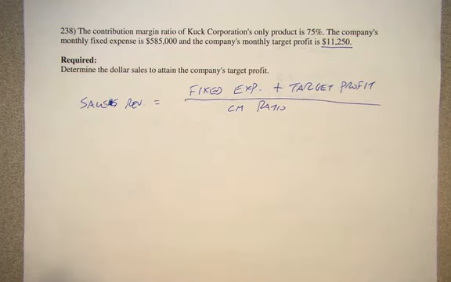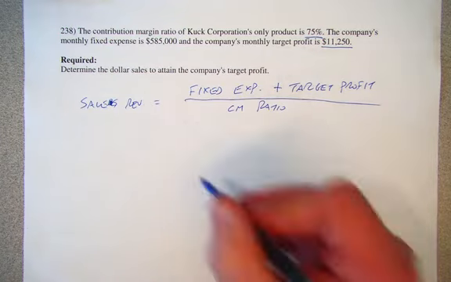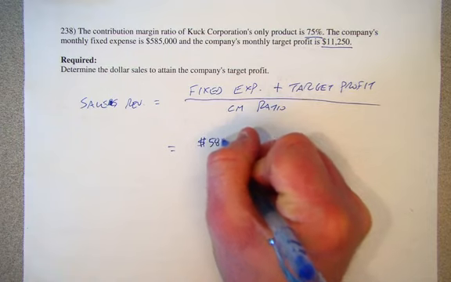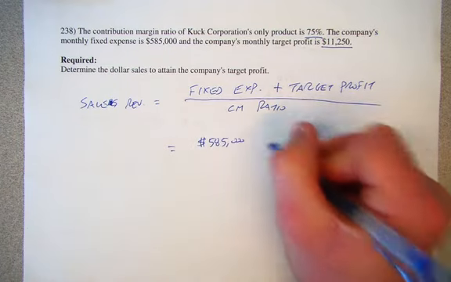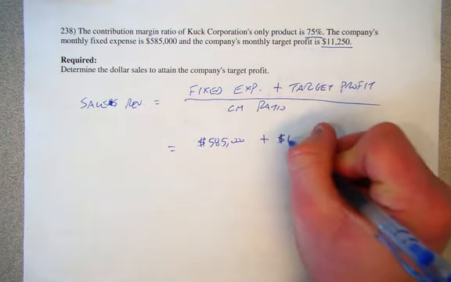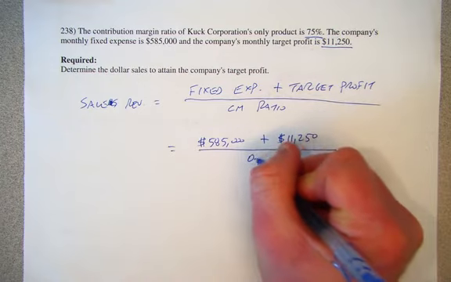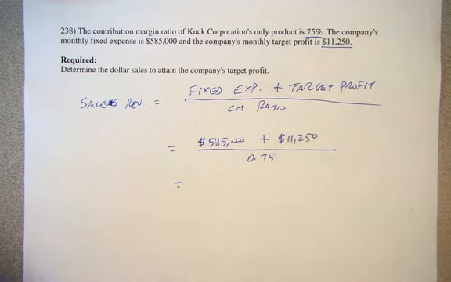Now in this case, the contribution margin ratio is given to us as 75%. What that means is that for every dollar of sales revenue, this company generates 75 cents of contribution margin. So the fixed expense that we're trying to cover is $585,000. The target profit is $11,250, and we're going to divide that all by the contribution margin ratio.